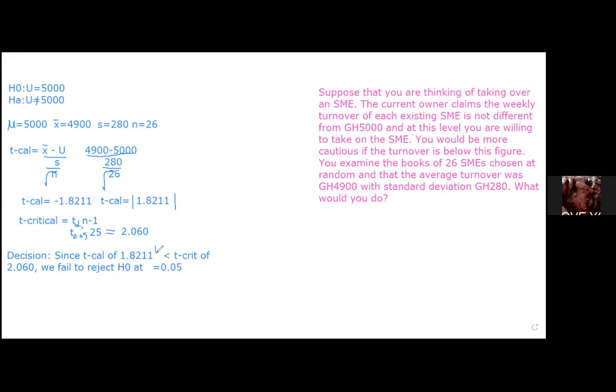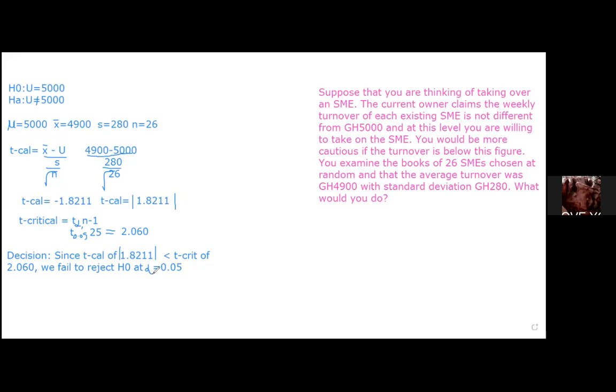Put the T cal in two bars because it is an absolute value, at alpha equal to 0.05. So that's the decision. Since T cal of 1.8211 is less than T crit of 2.060, we fail to reject H0 at alpha 0.05. That is where you are going with the critical value approach.